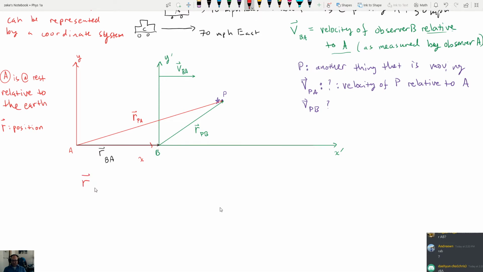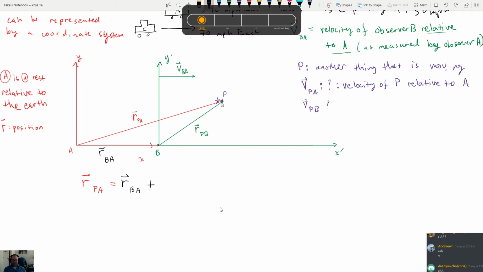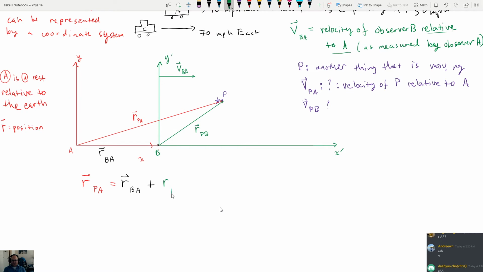The position of P relative to A should be equal to this vector down here on the bottom. I'll keep the color coding going. The position of observer B relative to A plus the position of, oops, that's the one that I want to turn green, right? So plus the position of P relative to B. Can everyone see, in terms of vectors, that that's true? This vector plus this vector is equal to the vector that joins the first one to the end of the second one. That's just our definition of how vectors work, right?